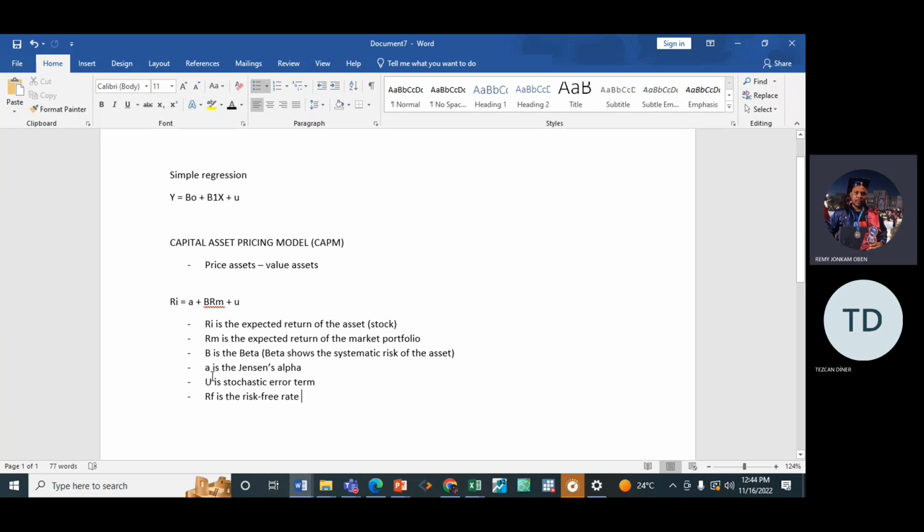So I'm going to subtract the risk-free rate from both sides. From this expected return of the stock, I will subtract the risk-free rate. And from the expected return of the market, I will subtract the risk-free rate. Why am I doing that? I'll explain.